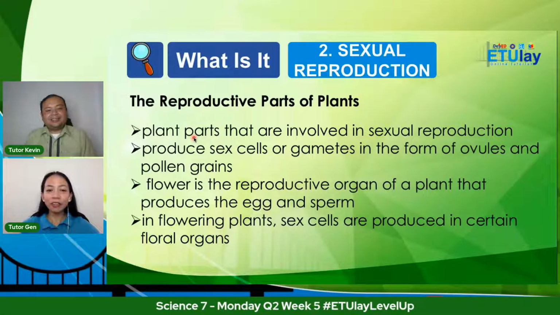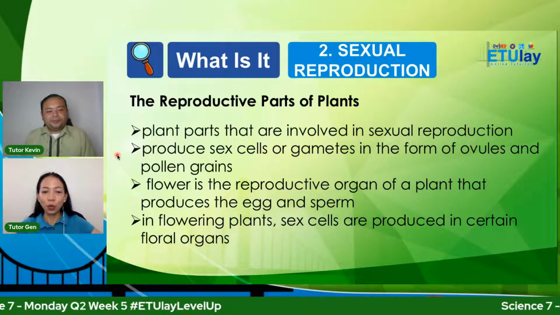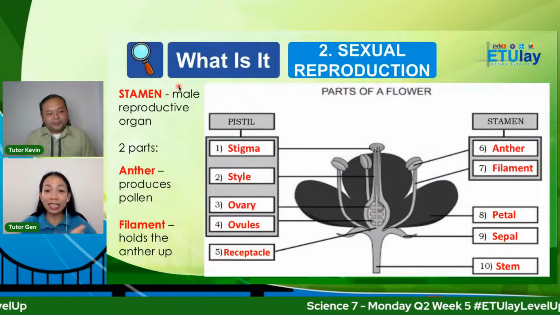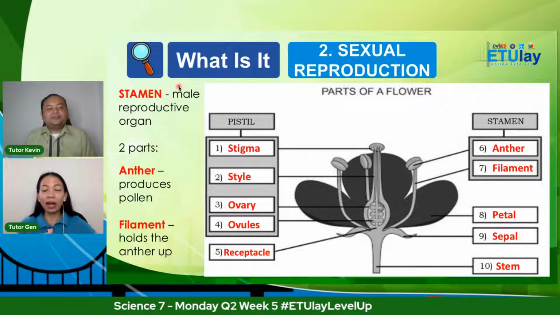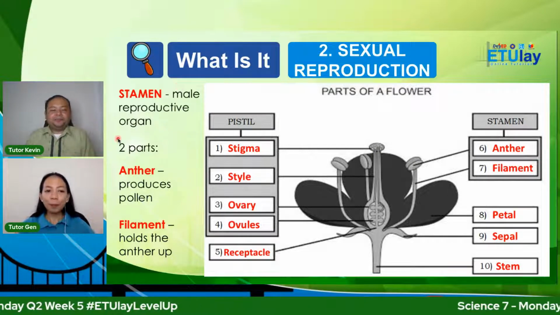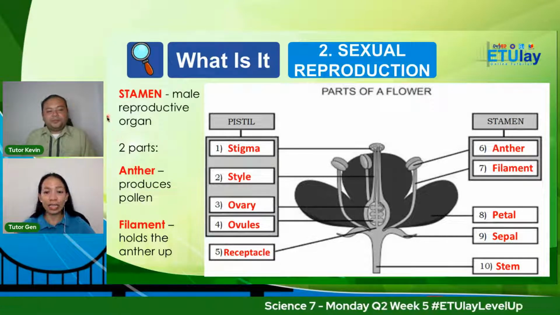So, we have the reproductive parts of a plant. We have male and female. So, in sexual reproduction, we need sex cells. We need one from the female parent and one from the male. For the plant, the male reproductive organ is the stamen.